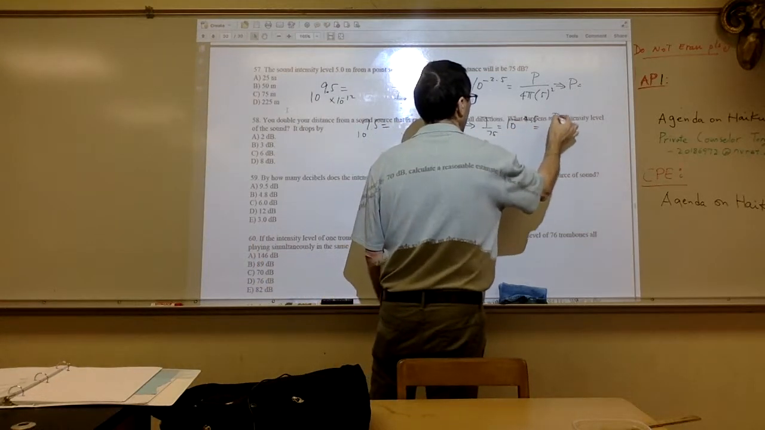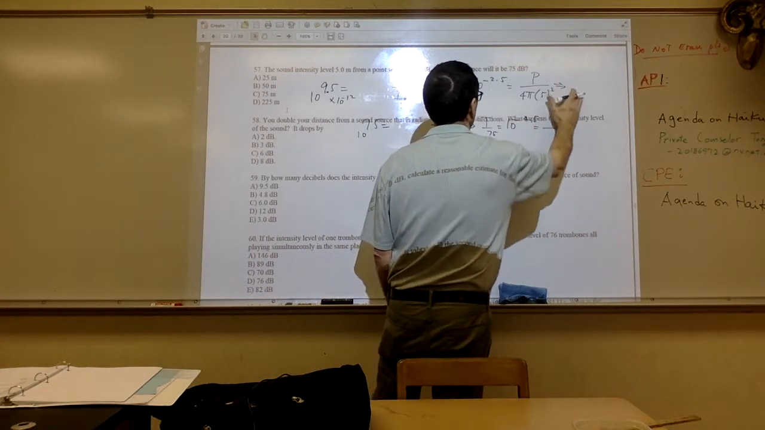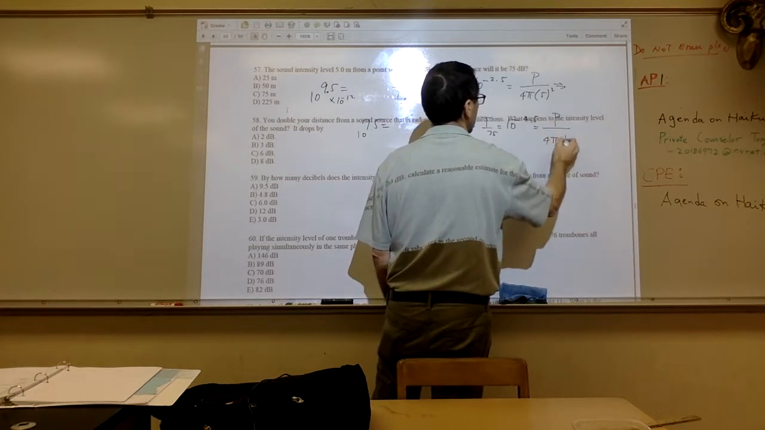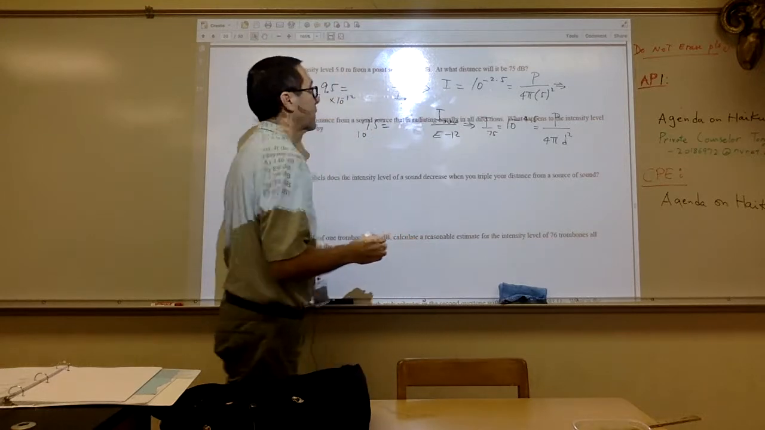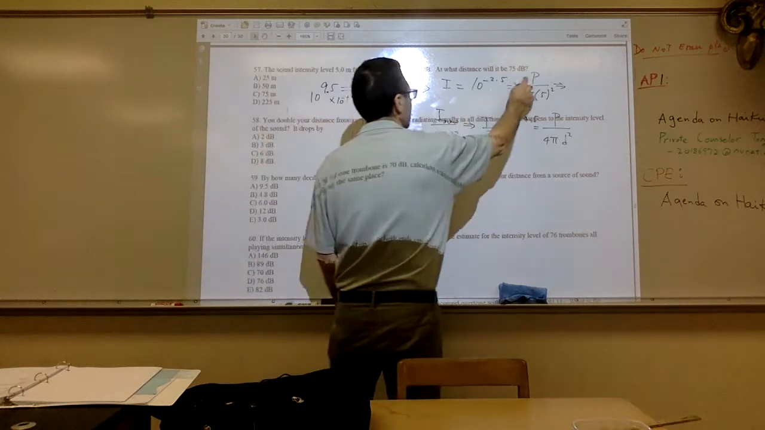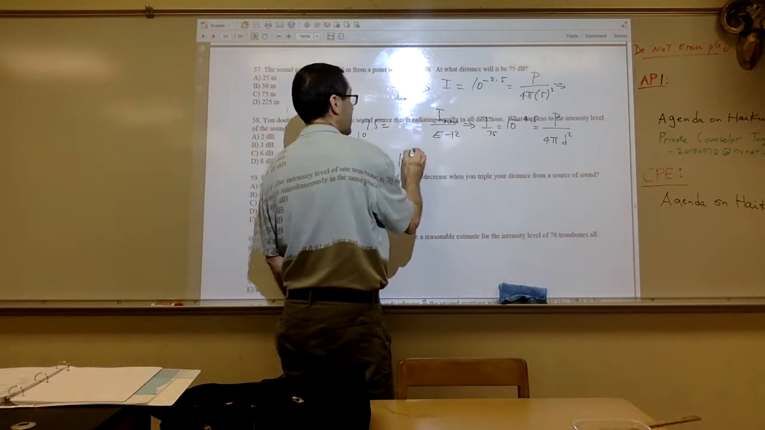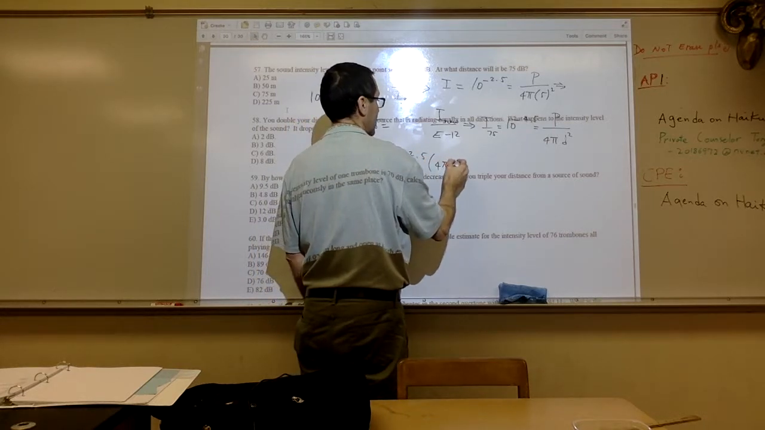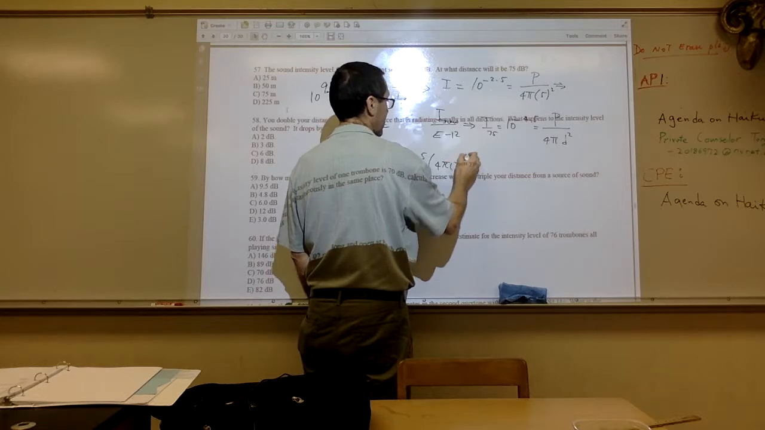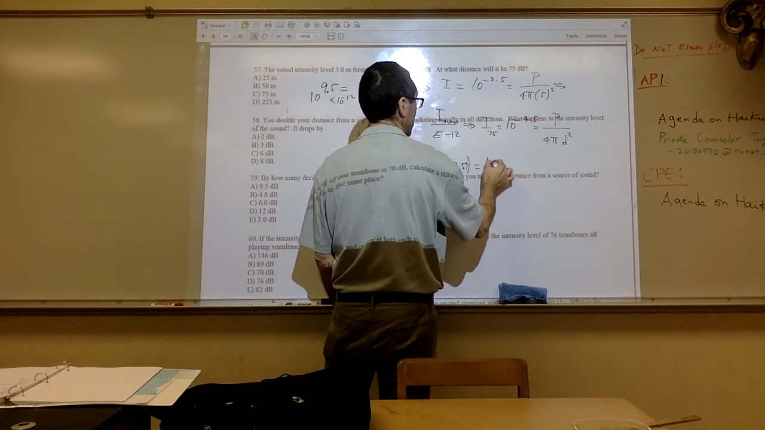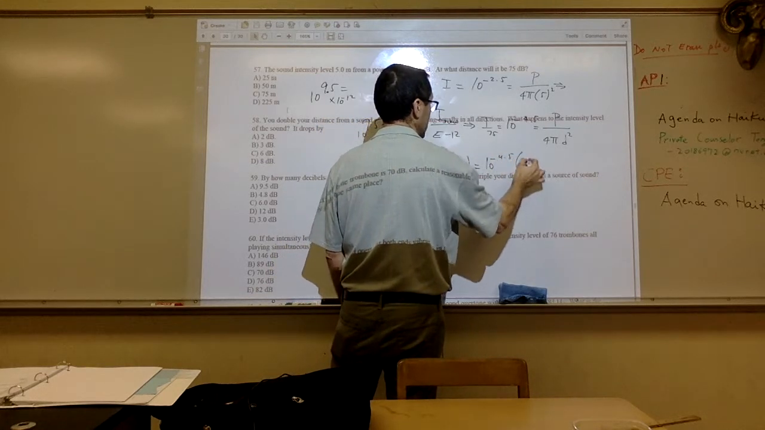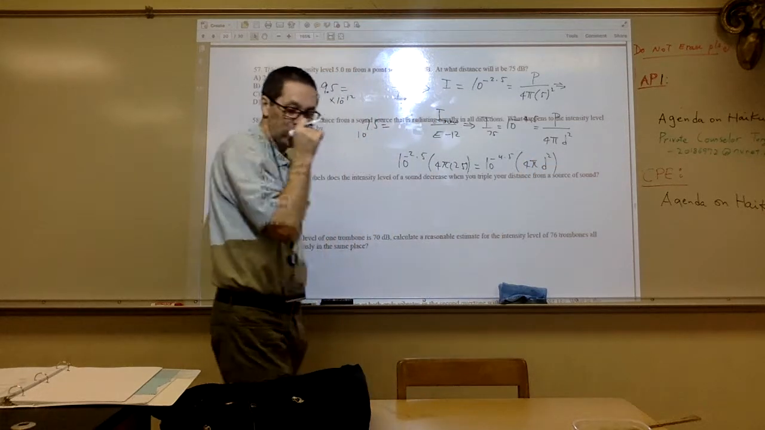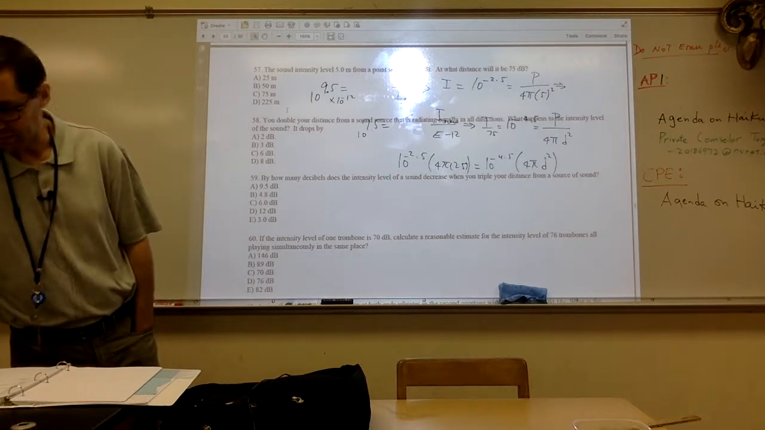And that should be power over 4 pi d squared. So the power is the same. So I think I can say 10 to the negative 2.5 times 4 pi times 5 squared, which is 25, equals 10 to the negative 4.5 times 4 pi, this new distance squared. And if we solve for that, we should get a distance of 50 meters.